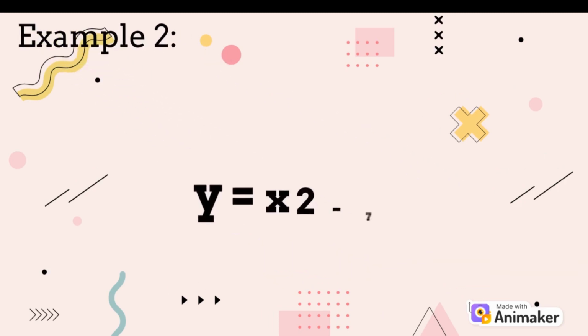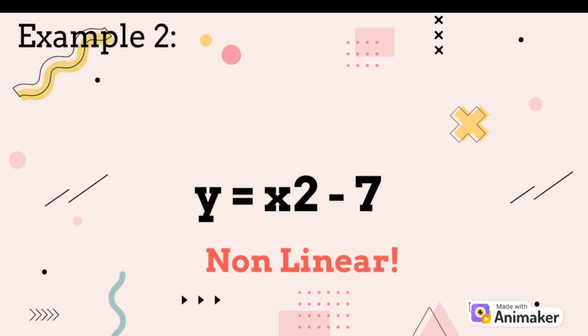Another example would be this. Unlike the previous equation, this equation falls under the nonlinear category. The reason why is simple. It has both variables as well as slope and y-intercept. But the x variable has the power of 2. Therefore it cannot be classified as a linear equation.